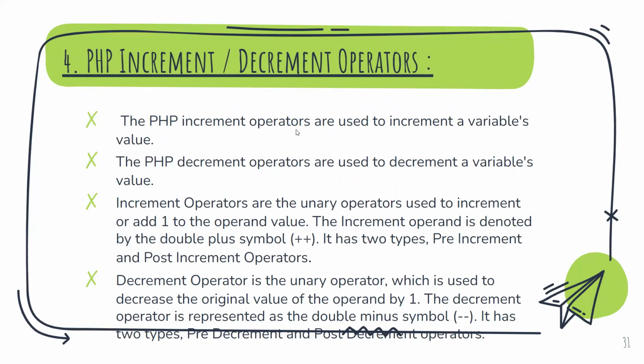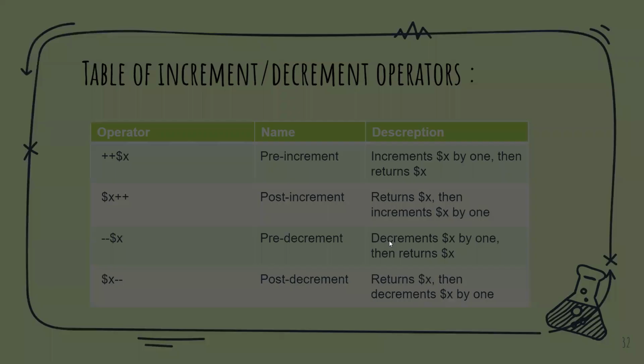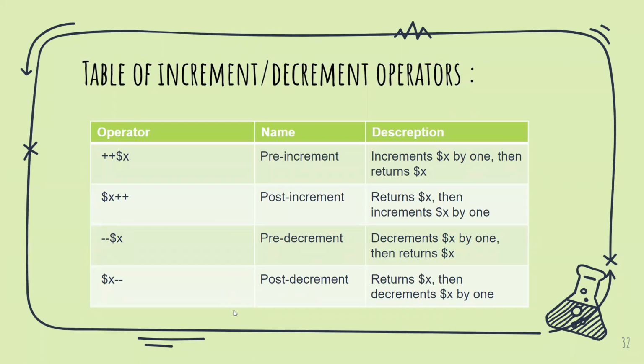Once again, these operators do the same function as that of C, increment and decrement. So we use plus plus in case of increment, and we use minus minus in case of decrement. And if we use the plus plus before the variable, first the variable is incremented, and then that value is assigned to the variable present on the left hand side.